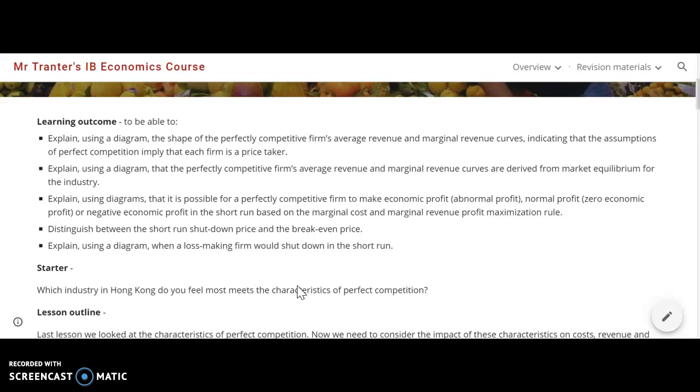We're also looking at, for perfectly competitive firms, it is possible to make abnormal profit, normal profit, or negative economic profit, in other words, a loss in the short run, okay, but only in the short run. We're also going to introduce something called the shutdown price and the break-even price, and talk about when a loss-making firm would shut down in the short run. So there's quite a lot of content to get through today. We'll see how we get on. Obviously, if you feel that it's going too fast or you need a little bit more time, please just say.